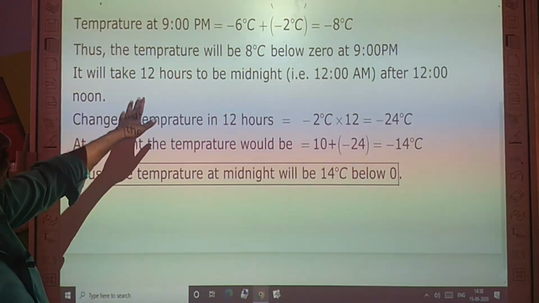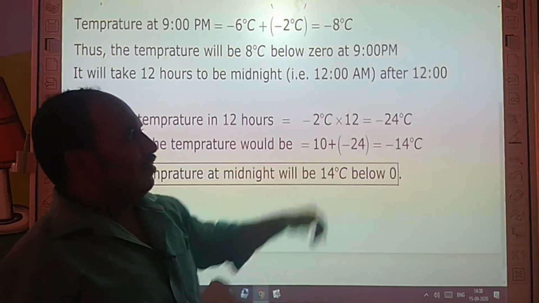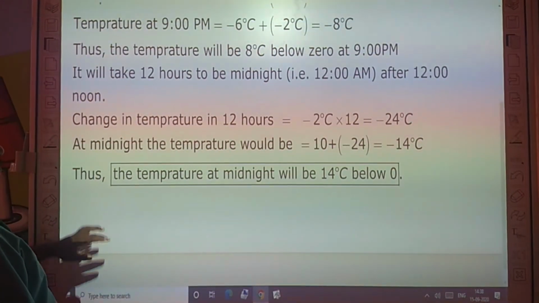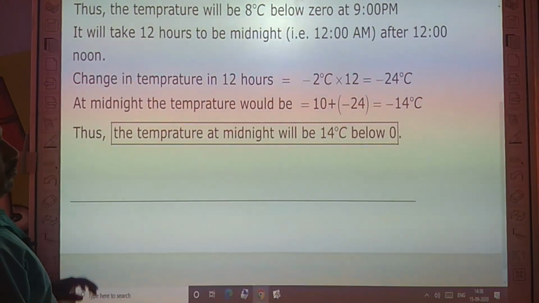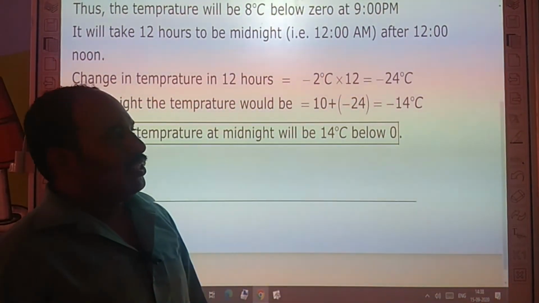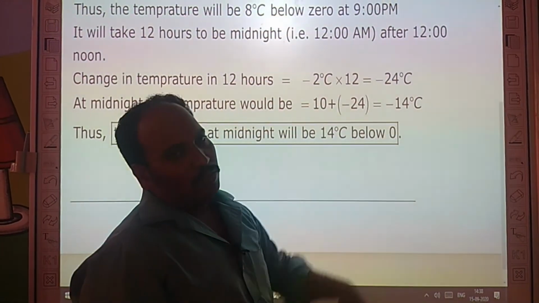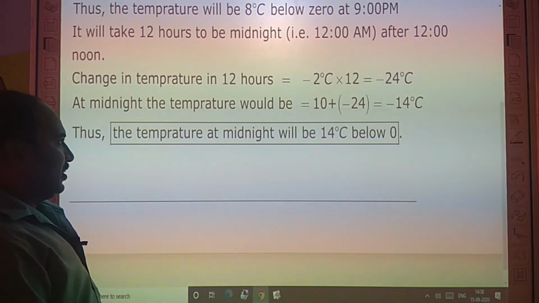The important point is that it will take 12 hours from 12 noon to midnight, 12 a.m. Change in temperature in 12 hours: per hour minus 2 degrees Celsius. The total time is 12 hours. Minus 2 into 12 is equal to minus 24 degrees Celsius.